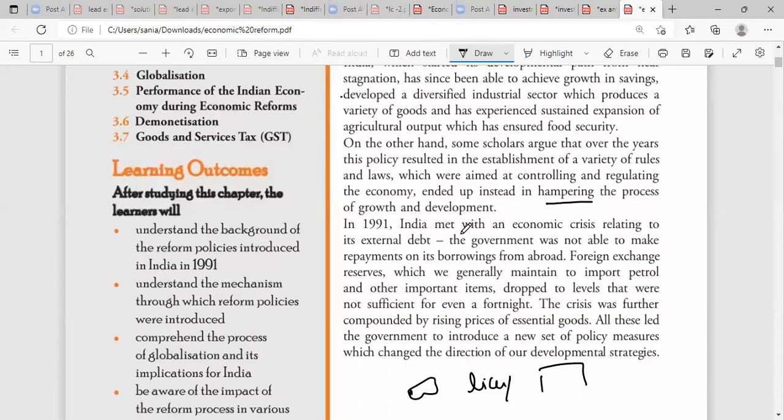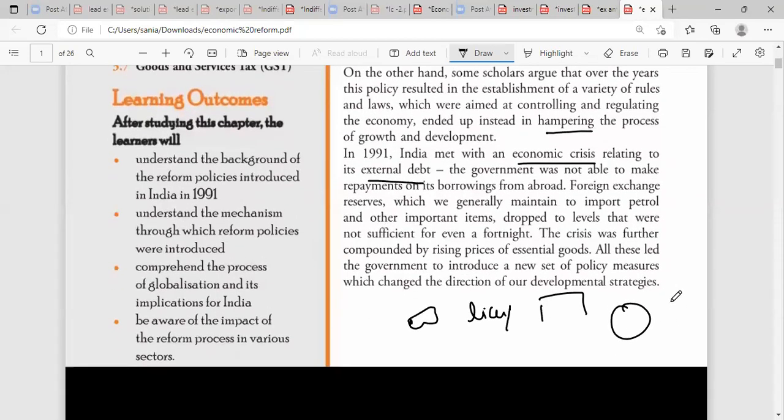So in 1991, India met with an economic crisis. The 1991 economic crisis means there was no development in the economy, and that is known as an economic crisis. India met with the economic crisis relating to external debt. External debt is basically a loan. Now if you are facing a crisis, then of course you have to take a loan from somebody else. So in 1991, India met with the economic crisis resulting in its external debt. The government was not able to make repayment on its borrowing from abroad. So now India is facing issues. What did India do? India borrowed money from abroad.